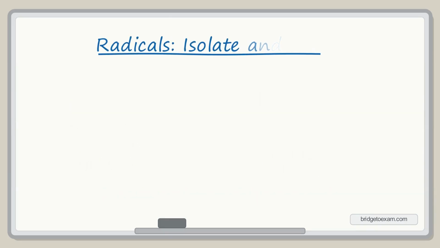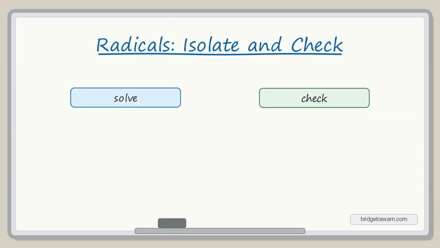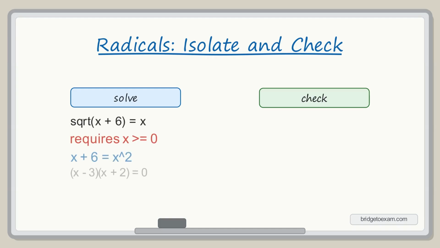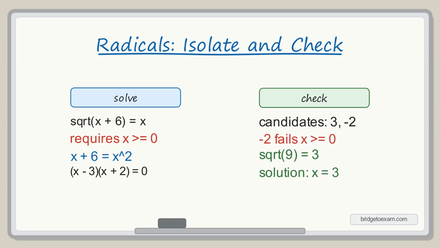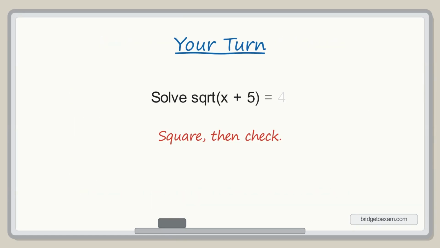For radical equations, isolate the radical and inspect signs before squaring. Squaring can create extra candidates, so check each candidate in the original equation. Your turn. Solve square root of x plus 5 equals 4. Pause, square both sides, and check the result.